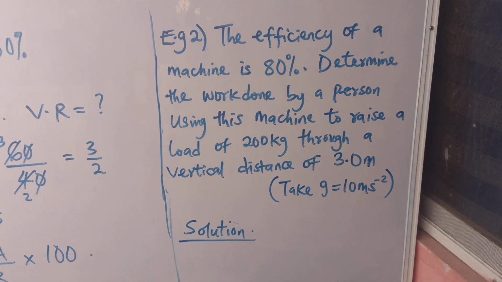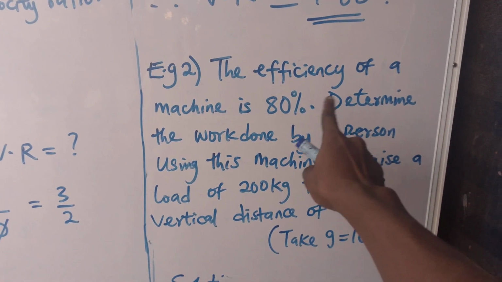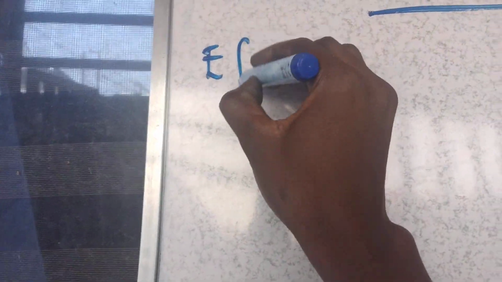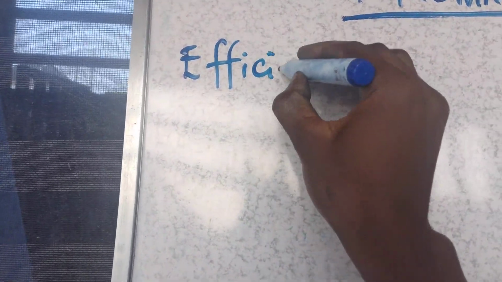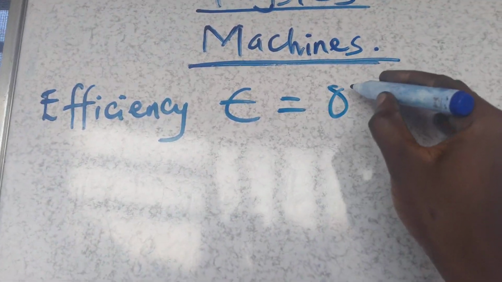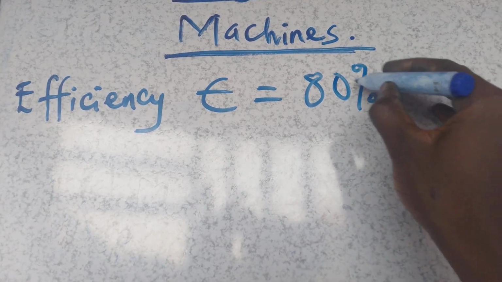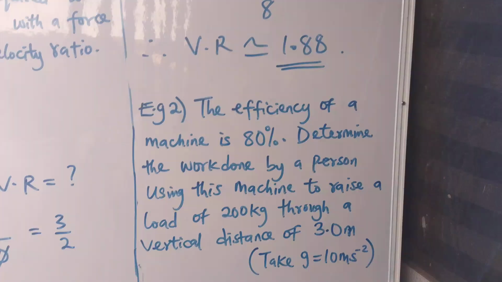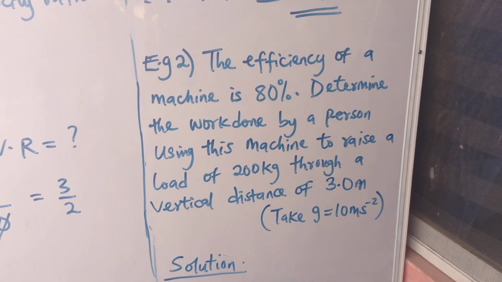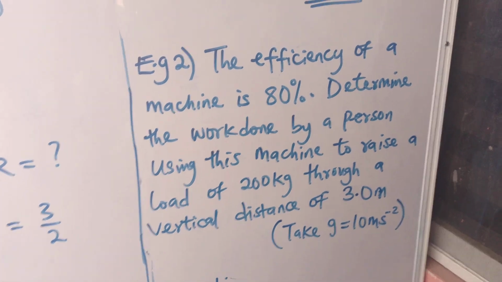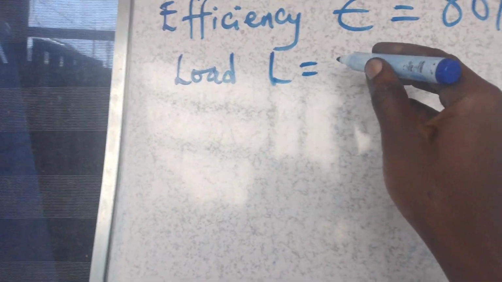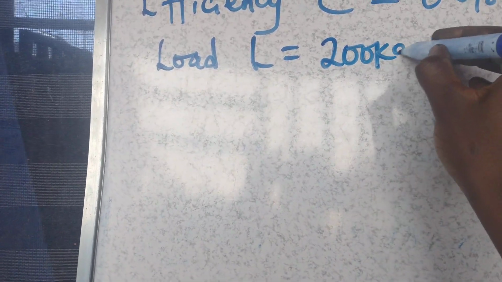Now let's list out the parameters in that question. First, we'll look at the efficiency of that machine, which was given as 80%. It says determine the work done by the person using this machine to raise a load of 200 kilograms through a vertical distance of 3 meters. So we look at the load. The load L is 200 kg.